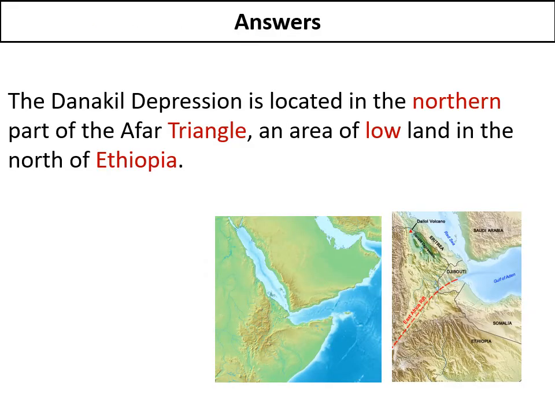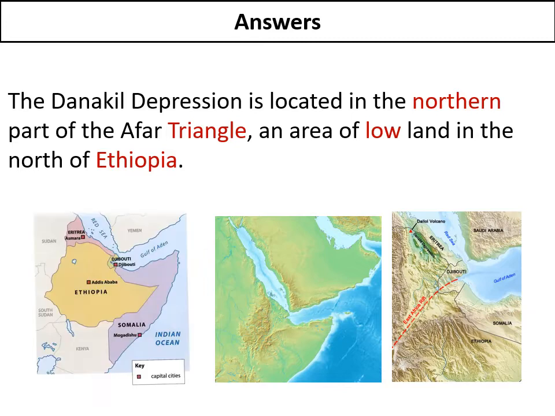Okay, so the answers to this first part, the Danakil Depression is located in the northern part of the Afar Triangle, an area of lowland in the north of Ethiopia. Those maps at the bottom there, hopefully reminding you of some of last lesson. You can see the Afar Triangle very nicely in that middle map, zoomed in on the right with the Danakil Depression there shown quite clearly in the north, that darker, slightly greeny area, and on the left you've got that map of the various countries.